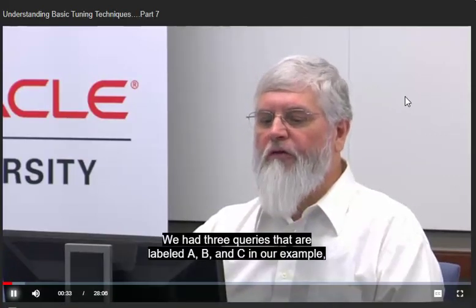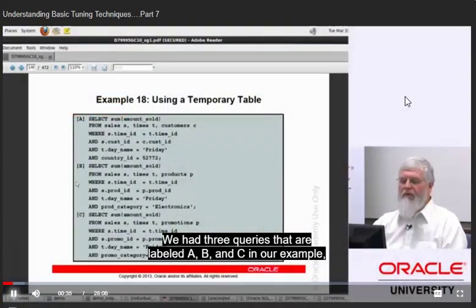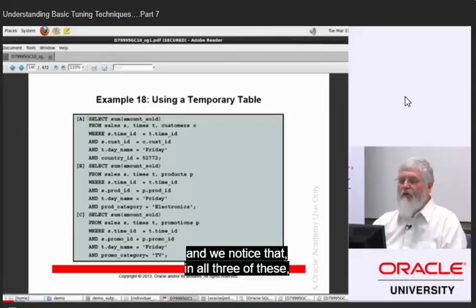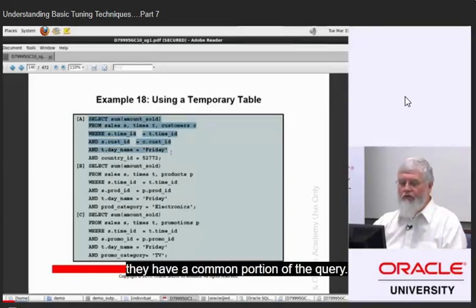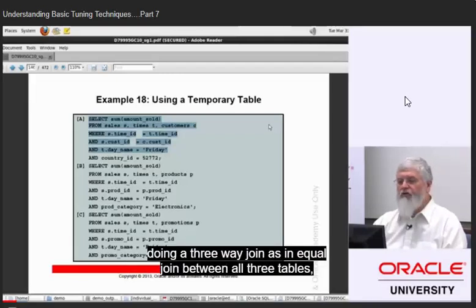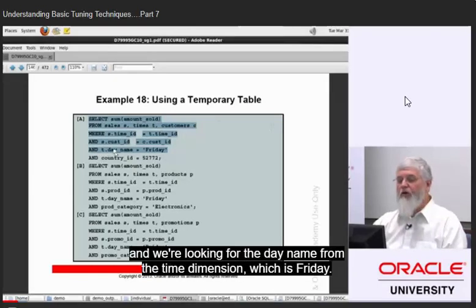And we notice that in all 3 of these, they have a common portion of the query. We're going to query the sales, the times, and the customer table. Doing a 3-way join is an equal join between all 3 tables, and we're looking for the day name from the time dimension, which is Friday. And we're going to compare what was sold on Friday for a particular country code.